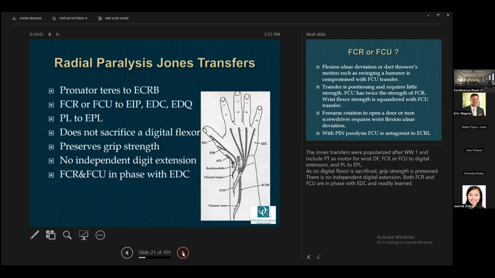So the Jones transfer that we spoke about a few minutes ago involves the pronator teres to the central wrist extensor, the ECRB.